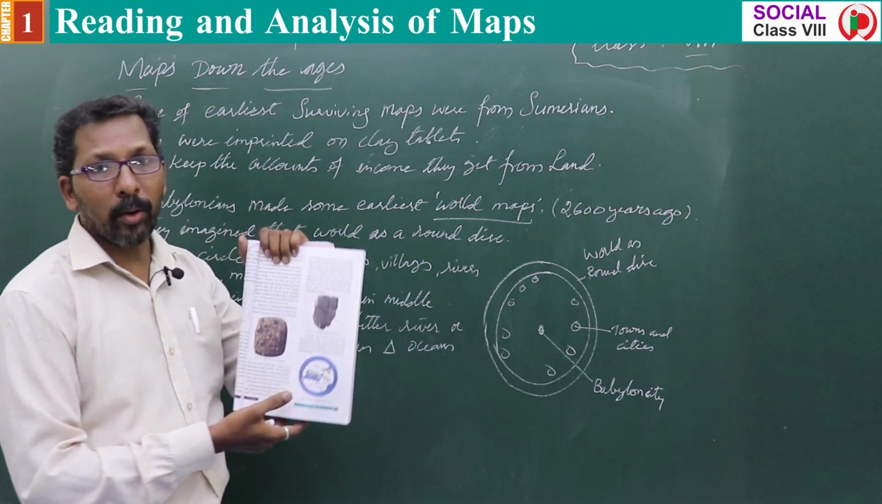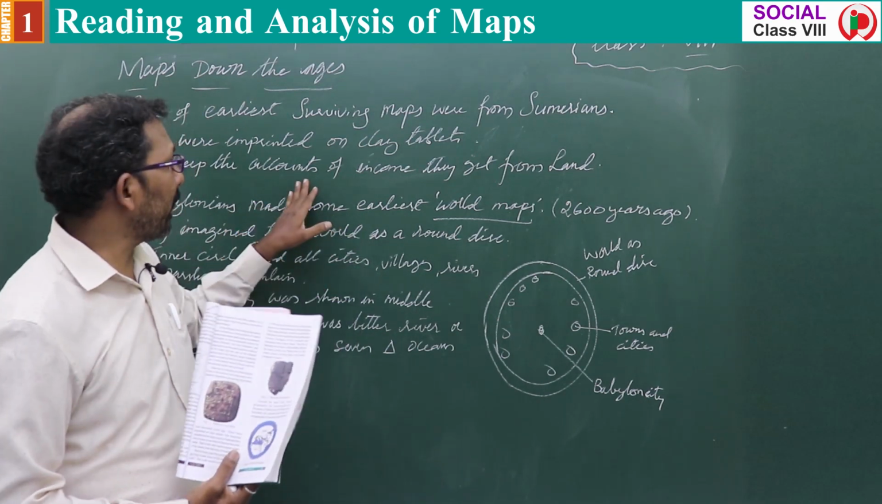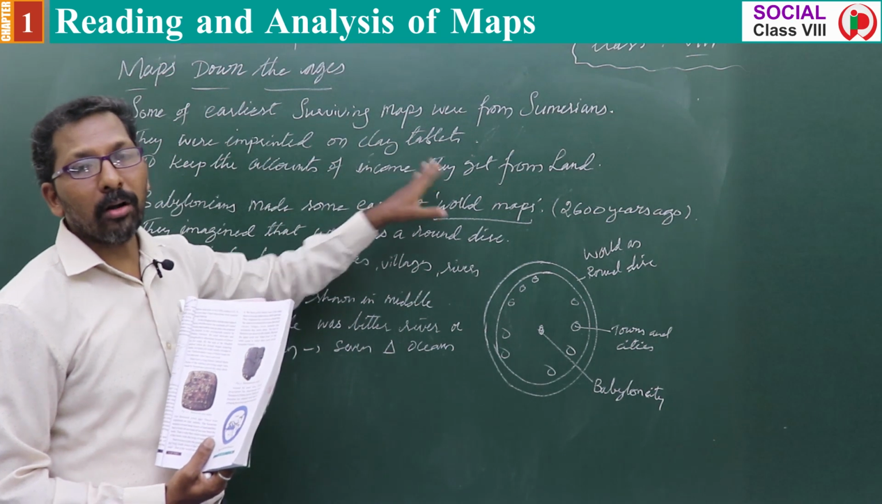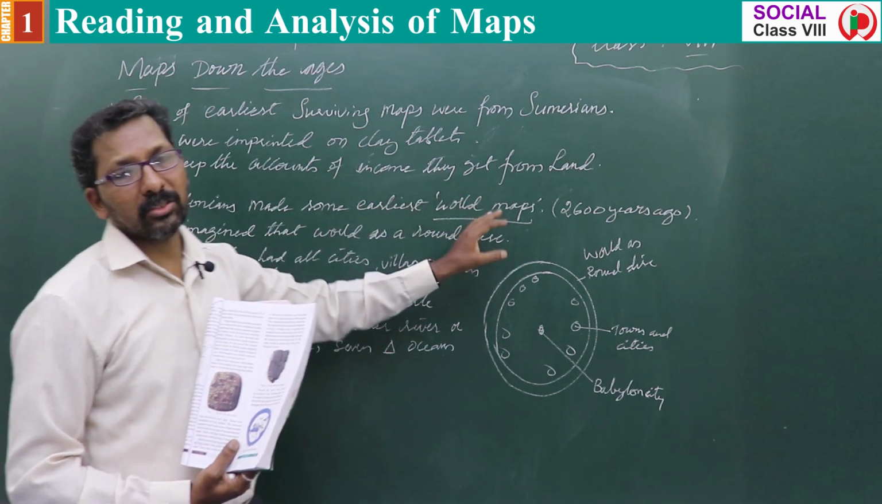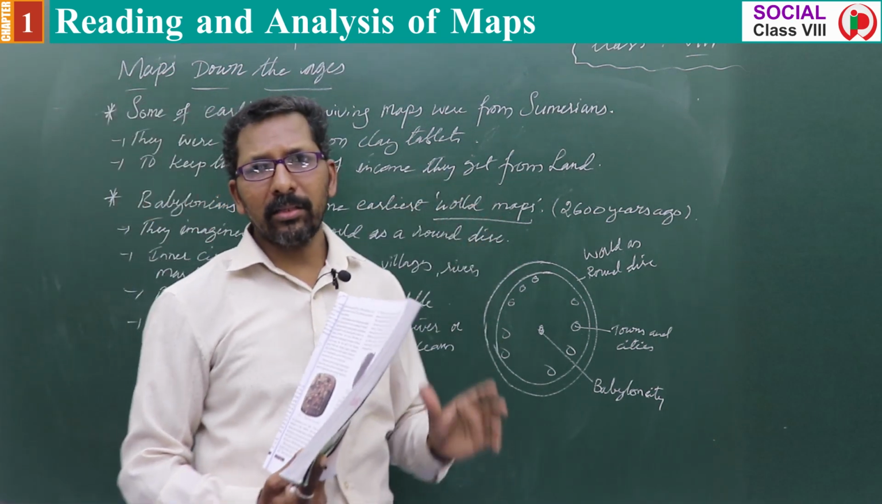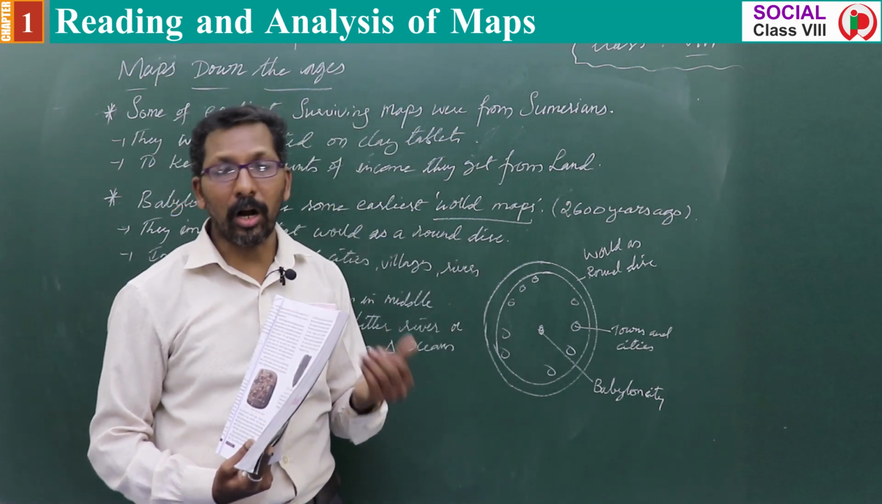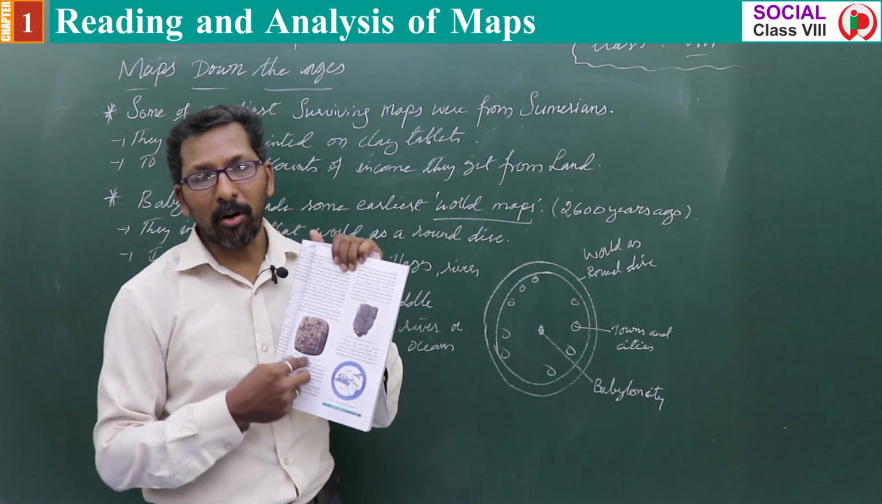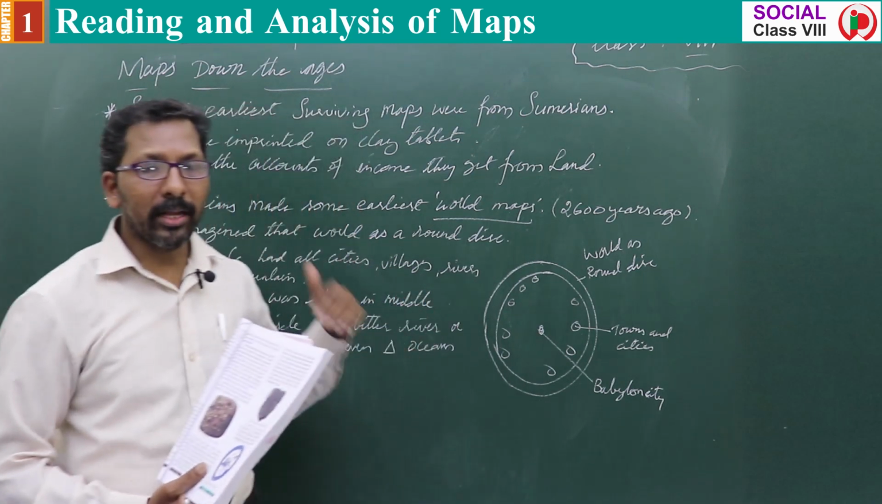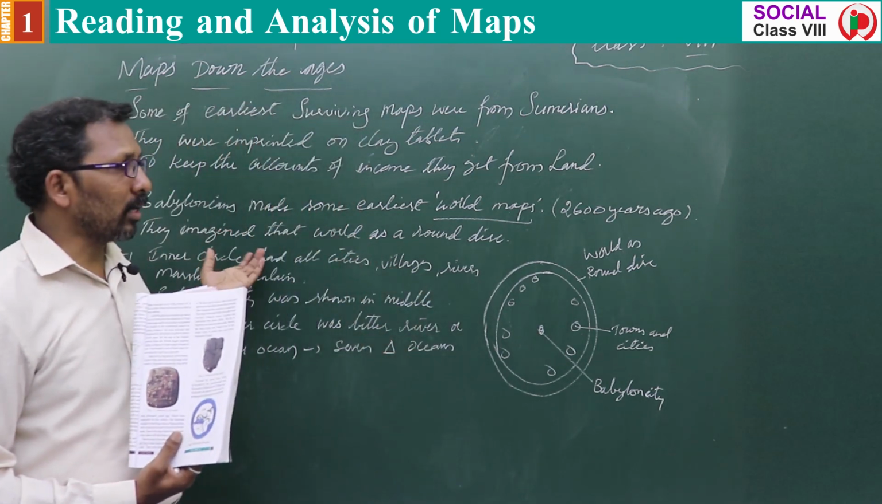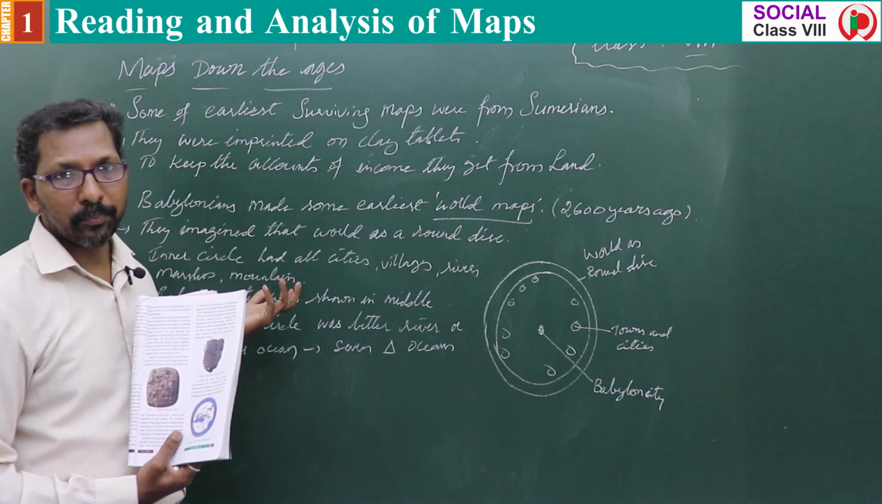So now you understand why they prepared these maps: to keep an account of income from the large tracts of land. Large areas were under the Sumerians, so they had to keep track. How should they keep track? By drawing this type of maps. Similarly, we got maps from the Babylonians also.